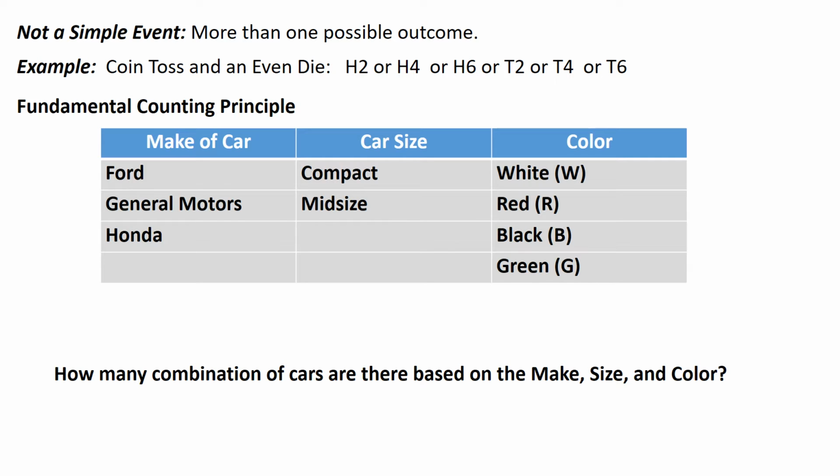Now, I want to teach you the fundamental counting principle, a very simple concept, and you can see why we use it, because looking at the number of events can get complicated very quickly. Let's suppose someone had a choice of a type of car based on the make of the car, the size, and the color. I've only got 3 makes here, 2 sizes, and 4 colors. But even these combinations can get pretty big pretty fast.